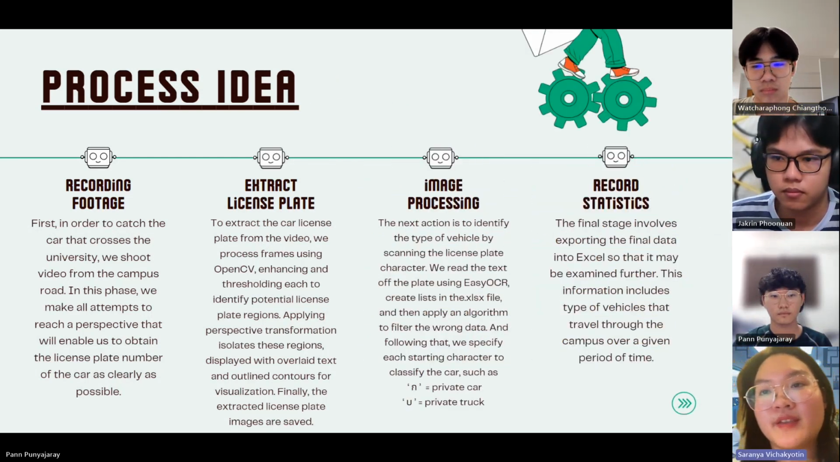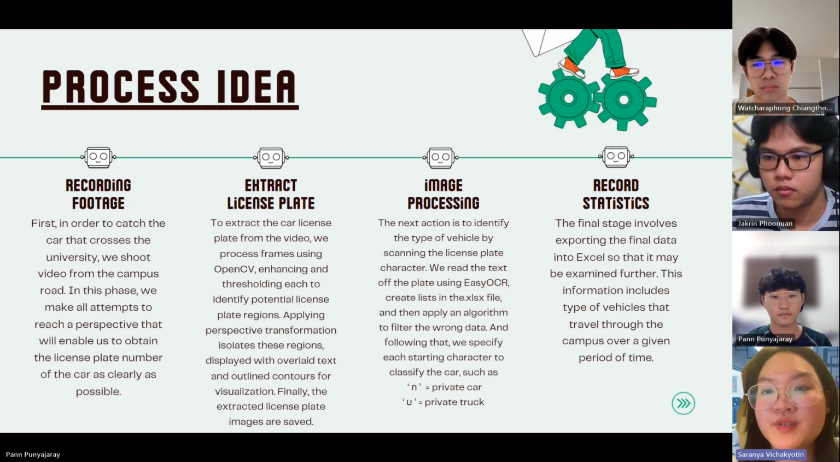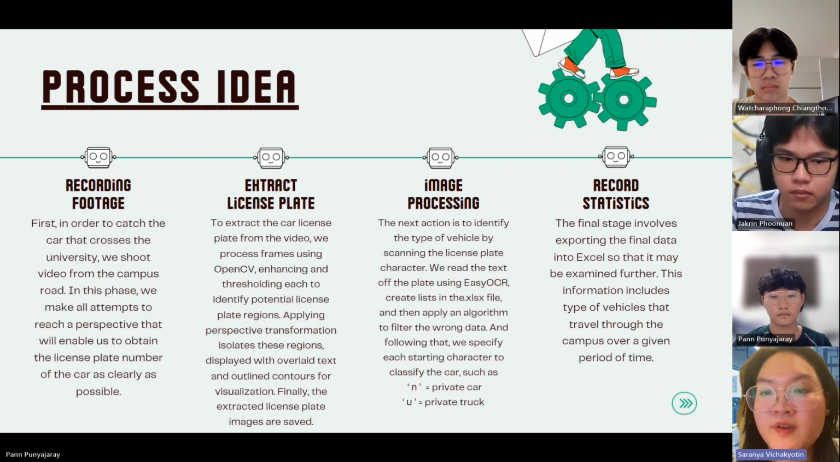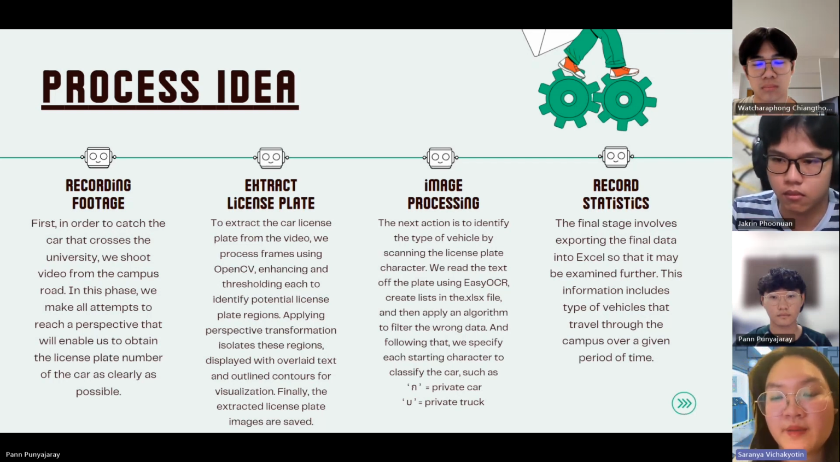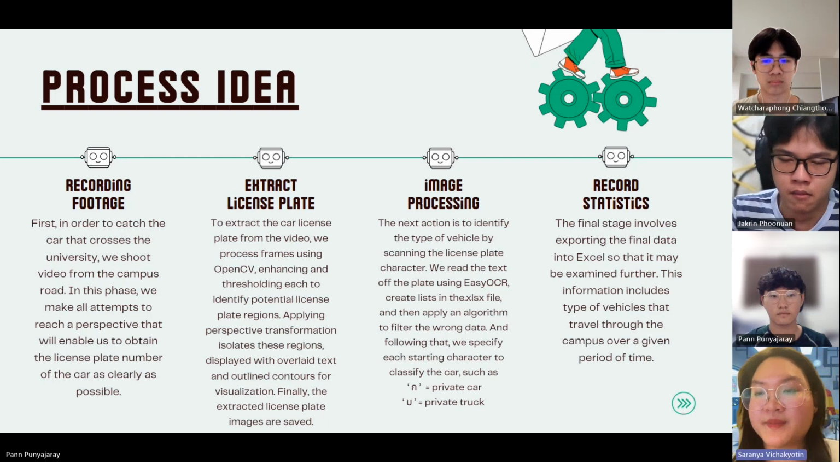And the next step is our process idea. First, we start with recording footage. In order to catch the cars that cross the university, we shoot video from the campus road. In this way, we make attempts to reach a perspective that will enable us to obtain the license plate number of the car as clearly as possible.